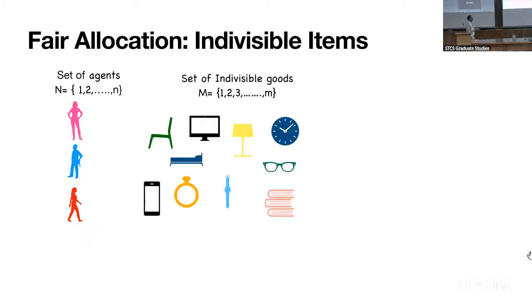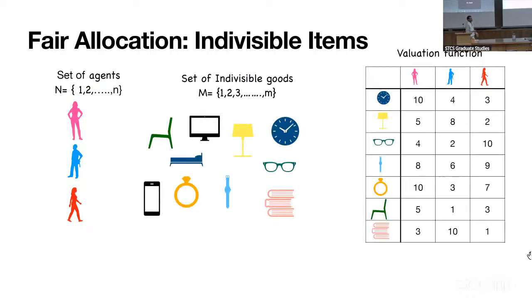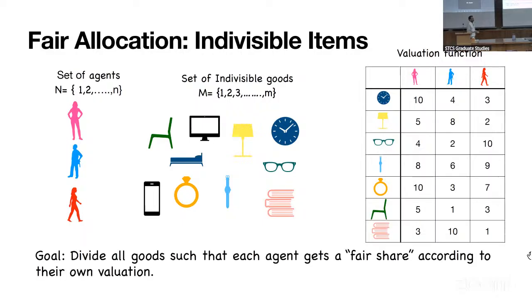So we'll start with fair allocation. What is fair allocation? I think most of it Yaswant already told. We have a set of agents, then we have a set of items, and we have a valuation function for each agent for each item. The goal is to divide the items such that every agent feels they get a fair share.